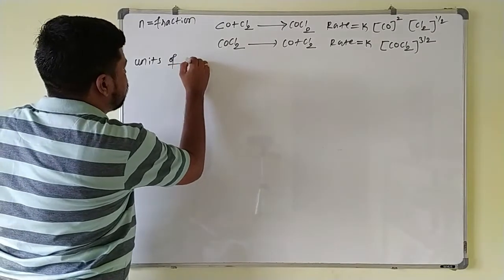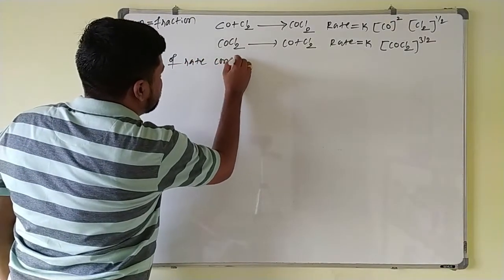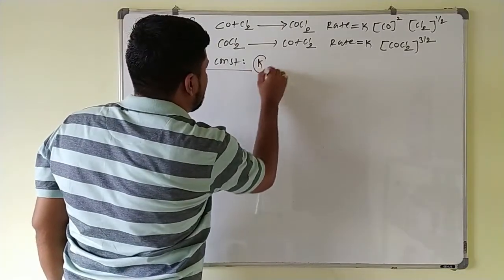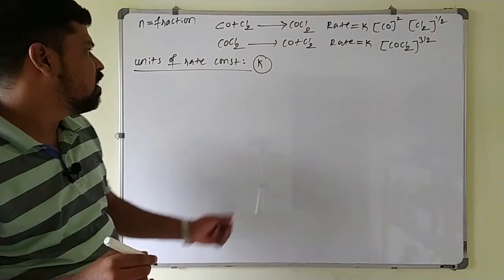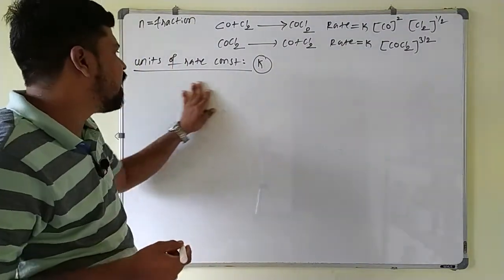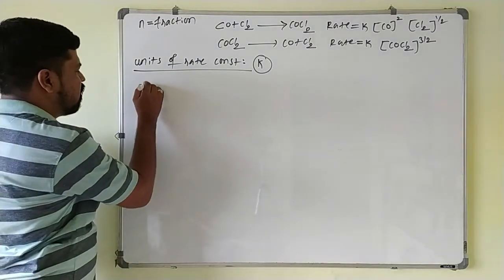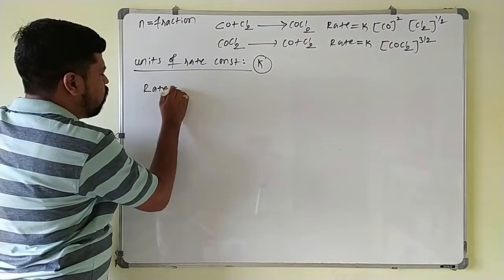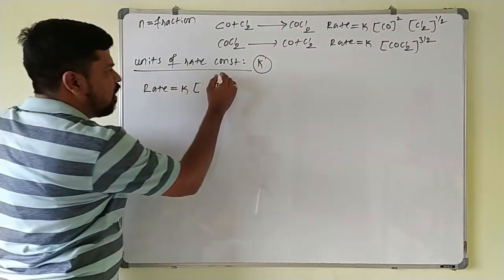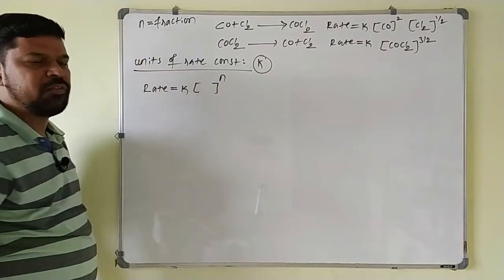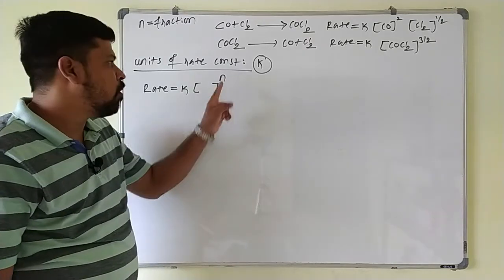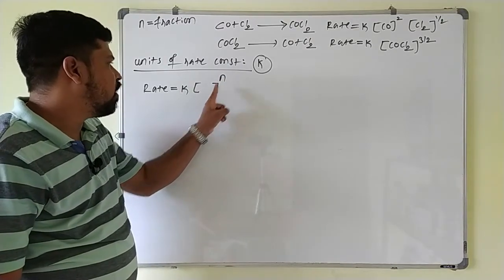Next one is units of rate constant K. What are the units of rate constant? Already we have discussed, the units of rate constant depend on the order of the reaction. For nth order reaction, the rate equation can be written as rate is equal to K into molar concentration of the reactant raised to the power n, because it is nth order. First order is 1, second order 2, fractional order a fraction value. So for nth order, in common we can write concentration power raised to n.